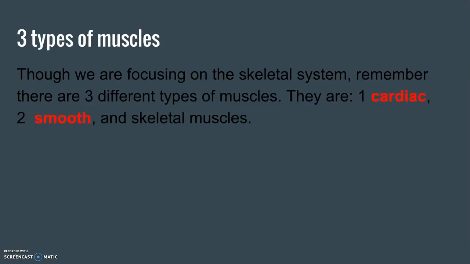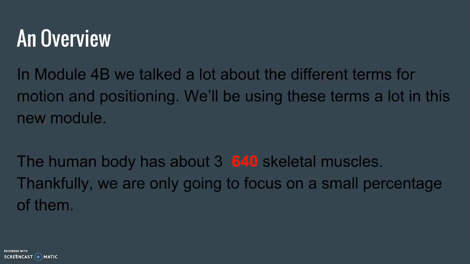All right, so there are three types of muscles. Though we're going to focus on the skeletal system today, I need you to remember that there are three different types of muscles, and those are the cardiac, the smooth, and skeletal muscles. Back in Module 4B, we talked a lot about the different terms that we use for motion and positioning, and we're going to use these terms a lot in this new module.